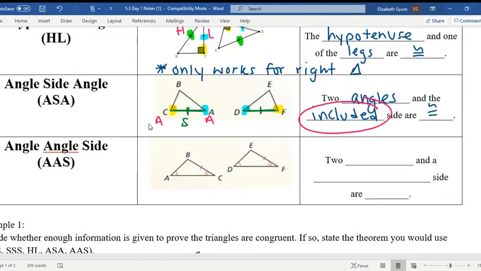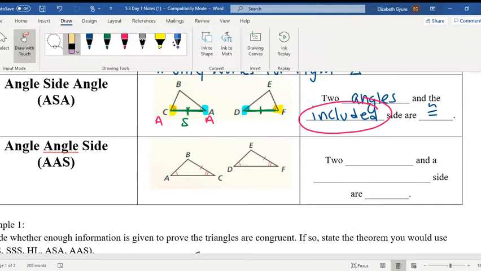And if you label this, do you guys see the ASA? And isn't that your abbreviation? So I would recommend labeling here, and that really helps you decide which theorem it is. So you got a set of angles with C and F, another set of angles with A and D, and then your included side is the side that connects from C to A and from F to D, and we can see that those were congruent as well.